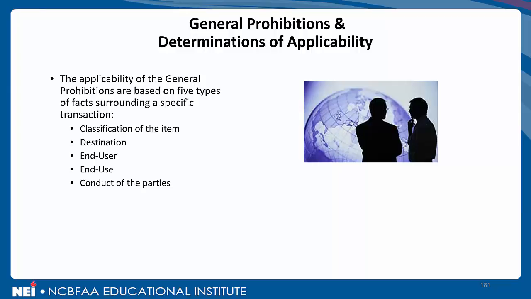Number 1, the classification of the item. Does the item have an ECCN citation on the CCL? Second point is the destination. Where is it going? The end user. Who is going to be using the item? Second to the last sub-bullet point, what is the end use? There's that dual use theme again resurfacing. And the 5th point is related to conduct of the parties to a transaction, the seller, the buyer, consignee, and their particular conduct as it relates to financing of a purchase, the contracting for a purchase, freight forwarding activities. Those are just some examples of what we mean by conduct of the parties.